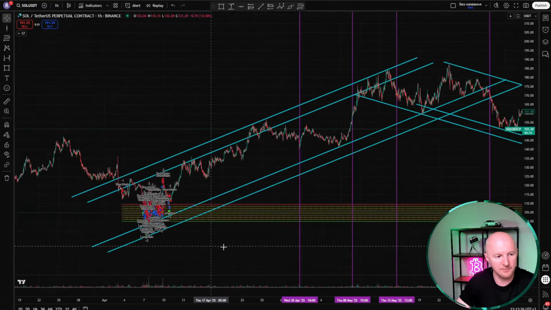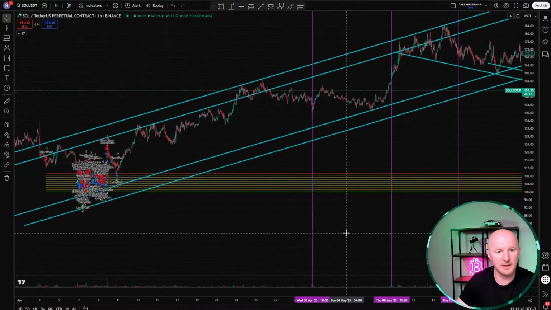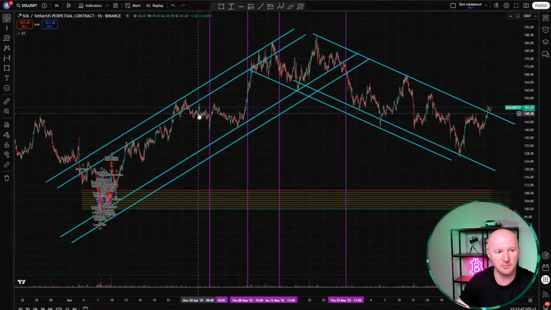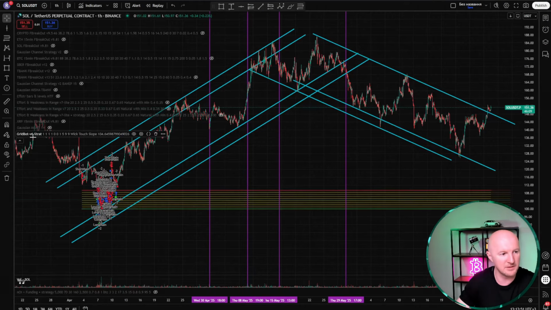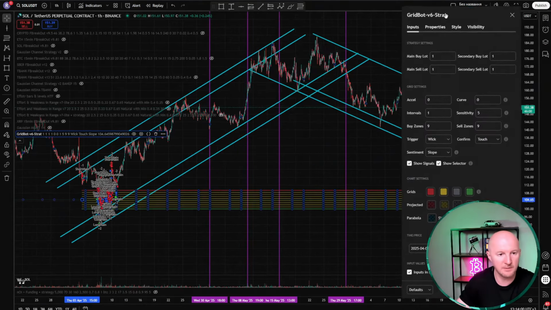Look what happens. It drew this grid of multicolored lines. It goes straight, and doesn't fit our range at all. It's also much smaller than our range, right? And now we actually move onto the settings of this grid bot. We click on the gear icon and figure out what these settings are all about.